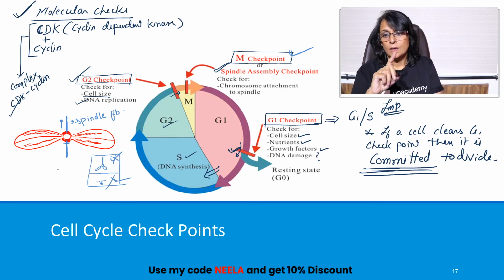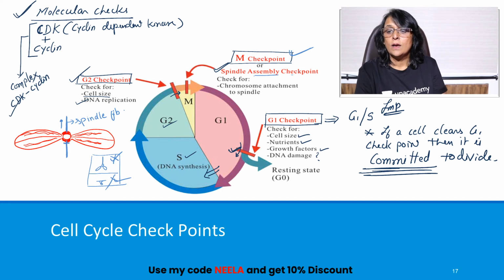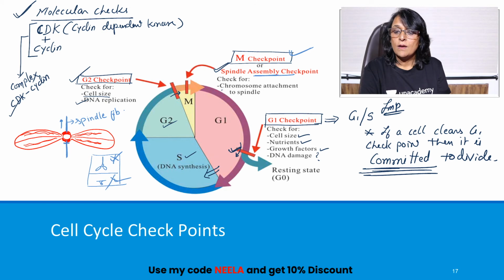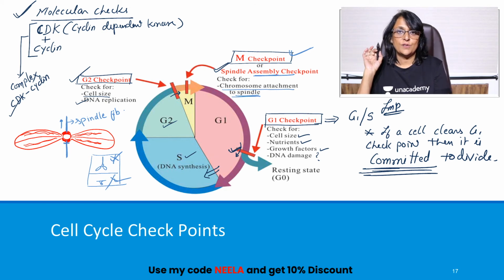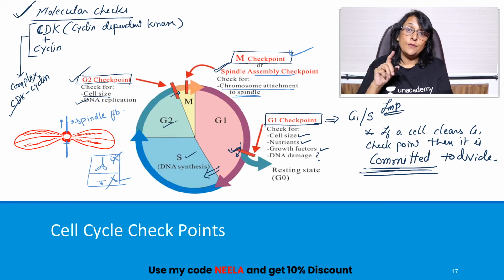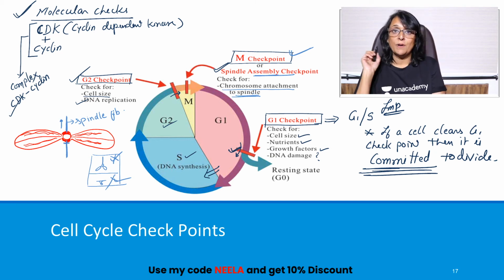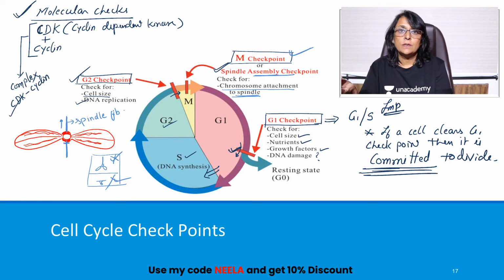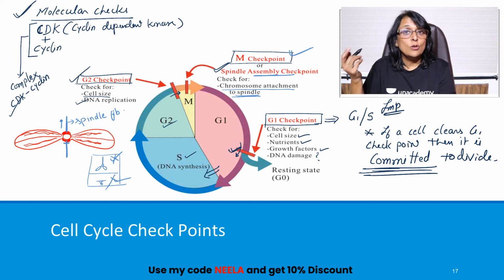Main thing. That is why it is called spindle assembly checkpoint. And what is being checked? Chromosome attachment to the spindle fibers. So if these three checkpoints work properly, then the daughter cells which are formed will be without any fault. That means those daughter cells will be normal.